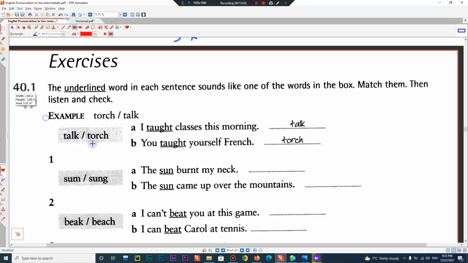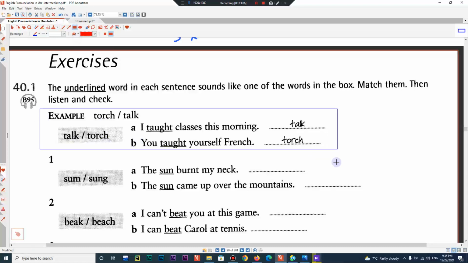So let's focus on the example part. The example part says, "I taught classes this morning." All right. So, sorry. I taught classes this morning.